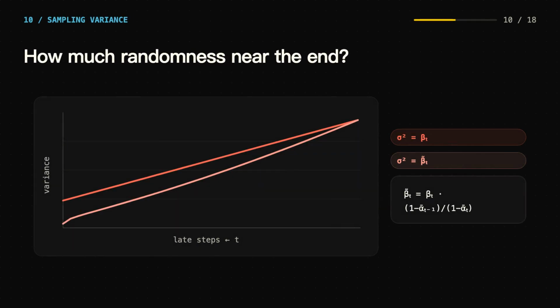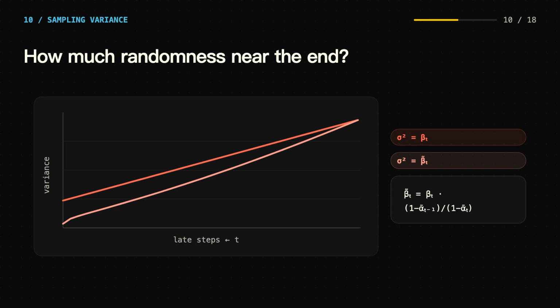Reverse sampling must also choose the size of sigma t. The paper discusses two fixed variances, beta t itself or beta tilde t from the true conditional posterior. The curves are close through most of the process and differ most when t approaches 0. At that point, the image is nearly complete. Using square root beta t as the noise standard deviation injects relatively more randomness into the final steps, while beta tilde becomes smaller near the end.